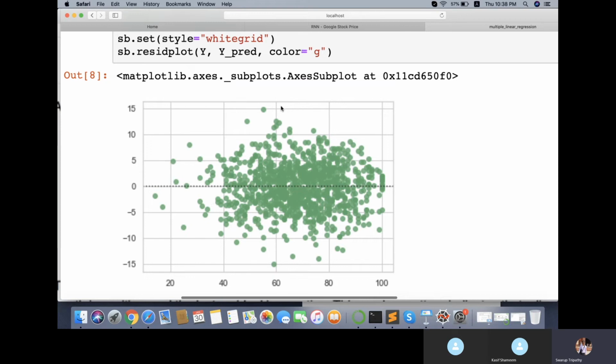Sometimes what happens is you see more residuals on one side, concentrated only on one side, then it will not be a good fit for a linear model. That's what we can infer from the residual plot.